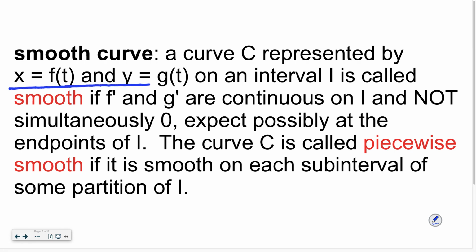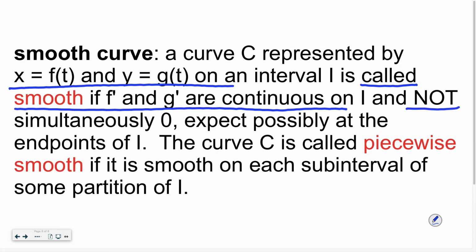X and Y, it's called smooth if f prime and g prime are continuous and not simultaneously zero. Okay, now it does talk about an interval I on there. Like an interval, they named it I. So if we have an interval, we don't have to worry about the endpoints.